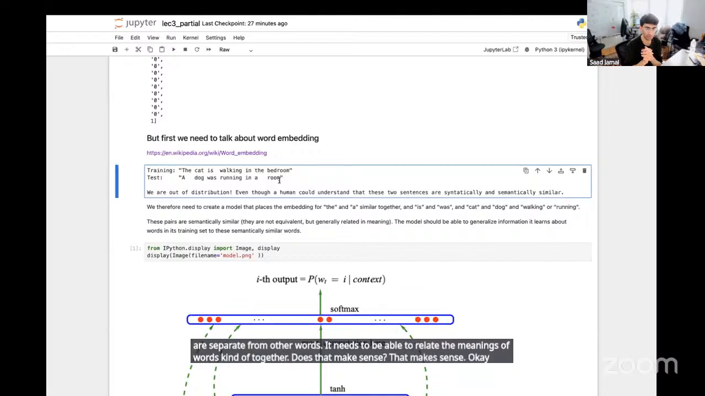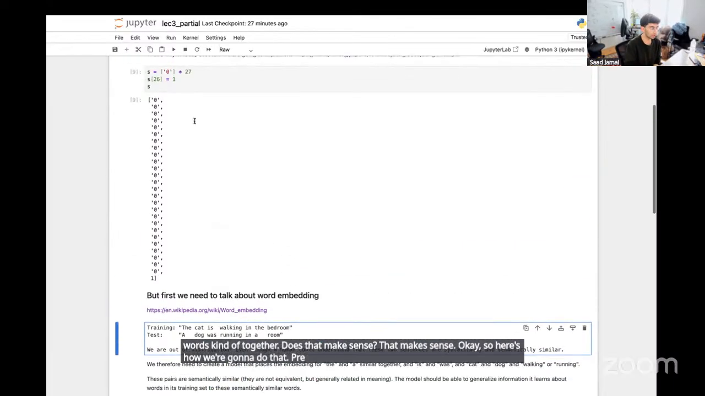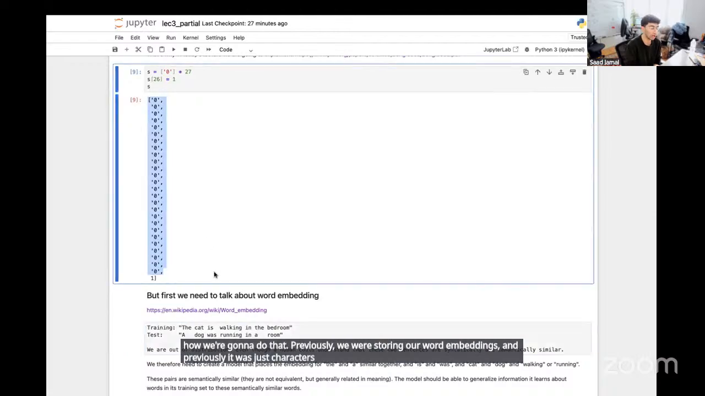Okay, so here's how we're going to do that. Previously, we were storing our word embeddings, previously it was just characters, as these one-hot encoded vectors.